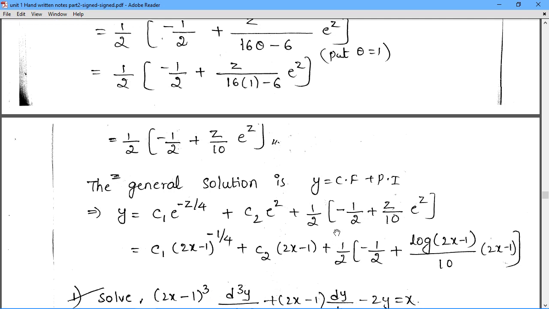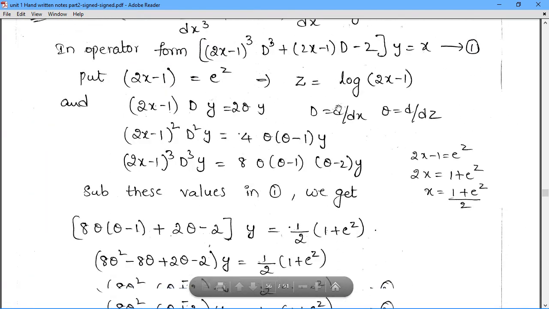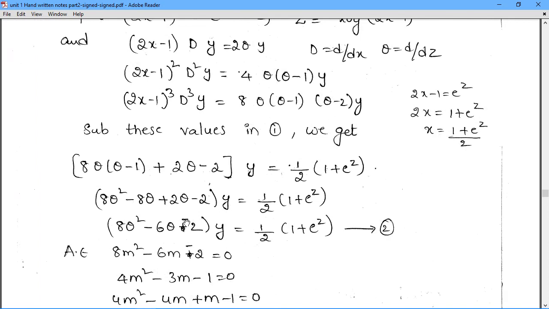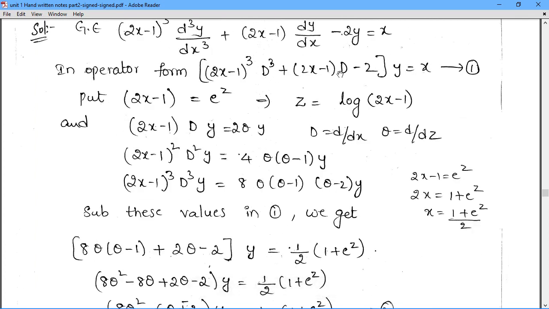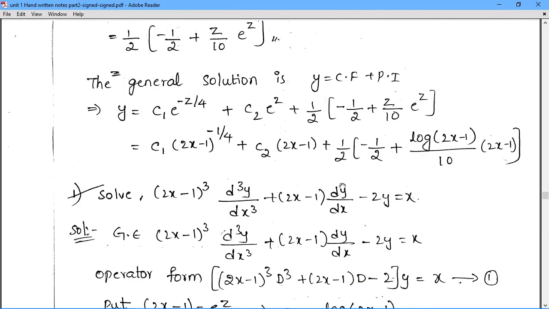Many of the students are not replacing the z value. Here we are finding the complete solution of the given differential equation, not the complete solution for the linear equation with constant coefficients. We are finding the complete solution with variable coefficients. So please don't forget to replace the z value.